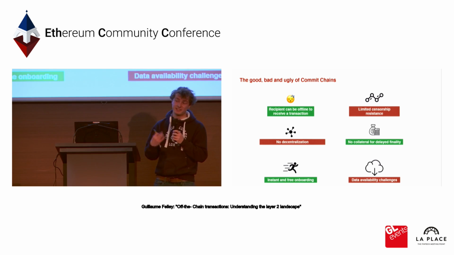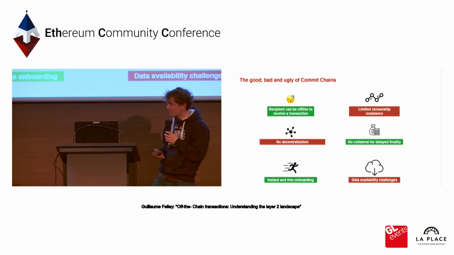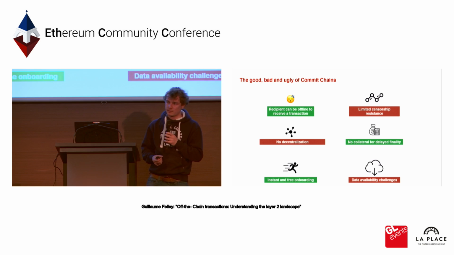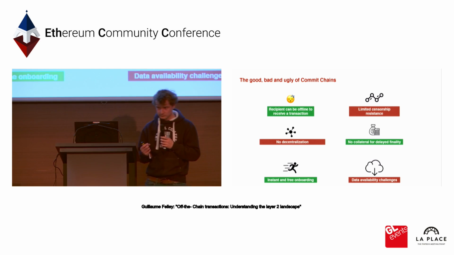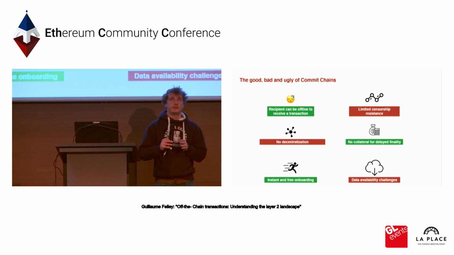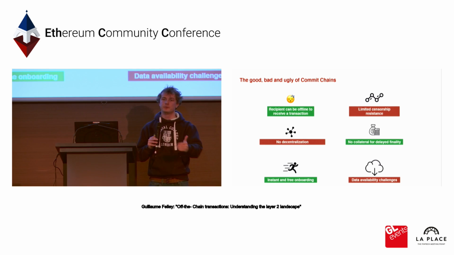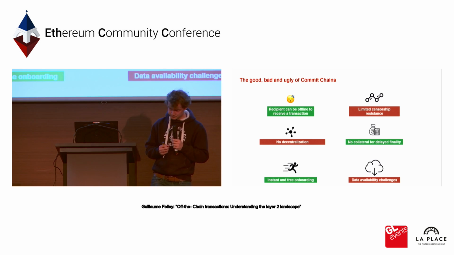So with commit chains, you get limited decentralization, at least from an architecture perspective, and therefore limited censorship resistance, because you have this one single node. Yeah, so it's fairly collateral efficient. You have instant and free onboarding. This instant onboarding means that I don't need to make an on-chain transaction to join the network. Therefore, it also improves the user experience.